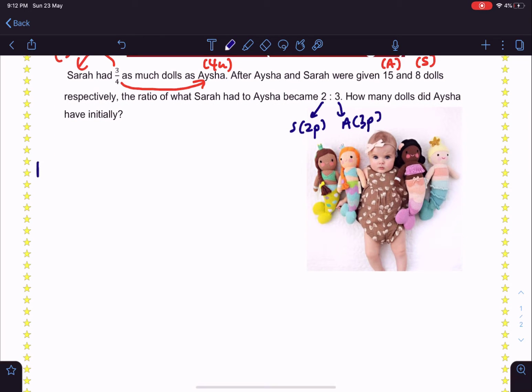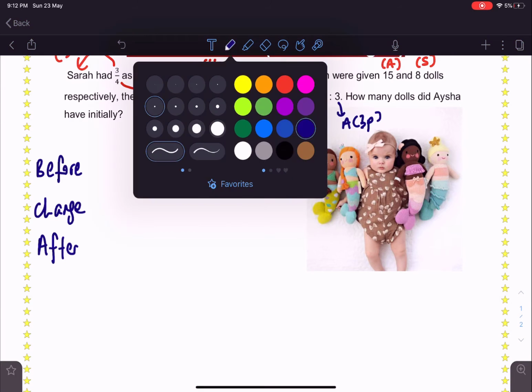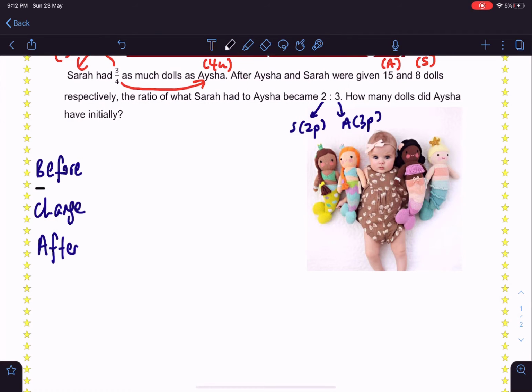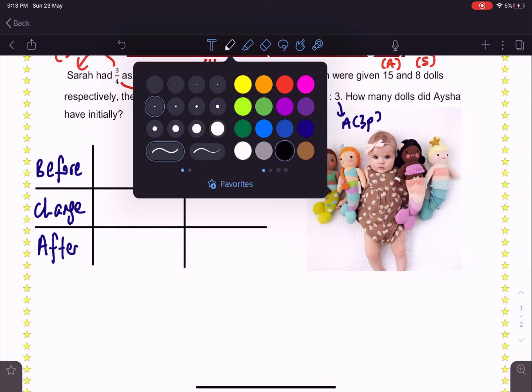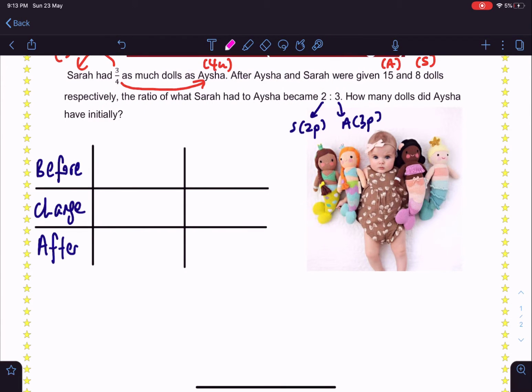Alright, now, before, change, after. Alright, so draw a before, change and after, because there's a before case, there's a change, there's also an after. And then at the top, for the 2 columns, you just put the 2 persons' names. So that will be Sarah and Aisha.